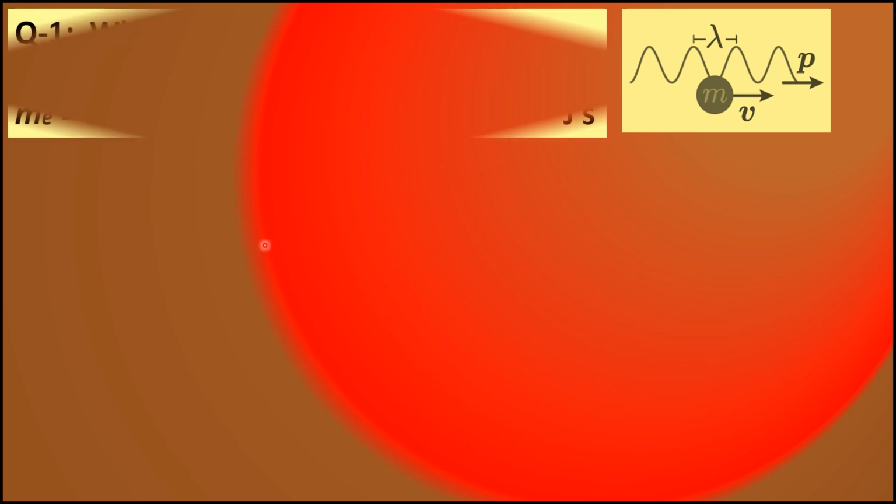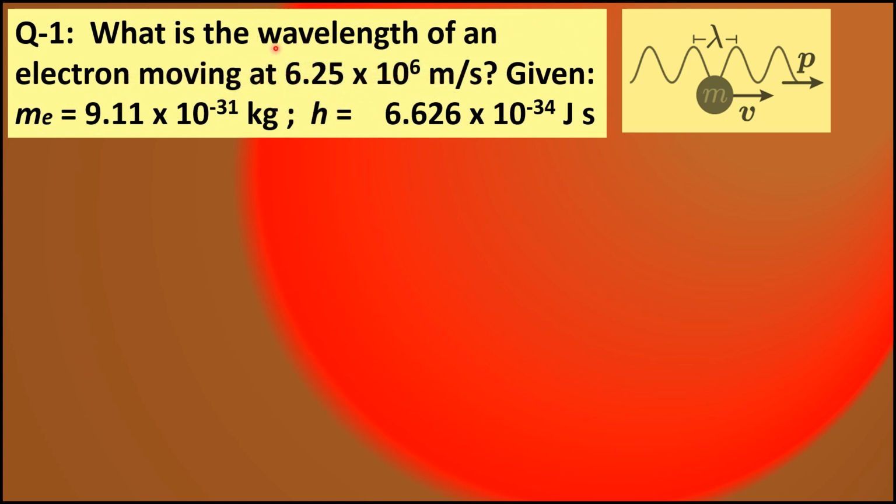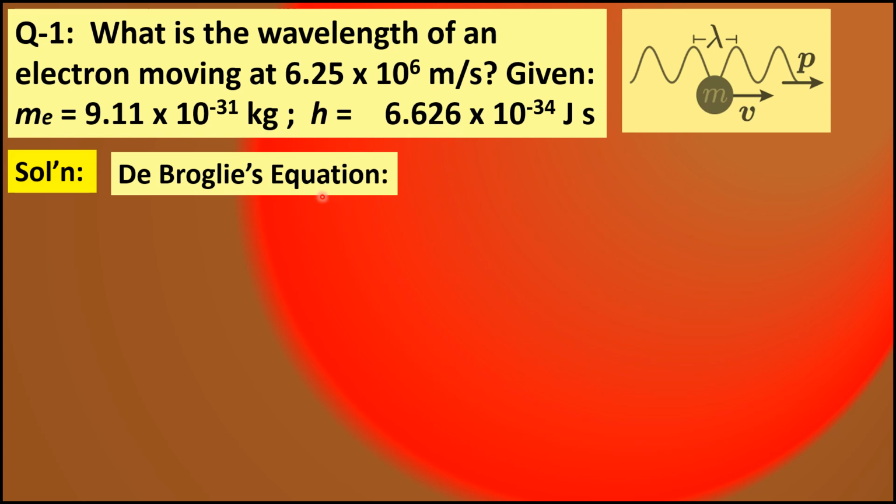Our question number one: what is the wavelength of an electron moving at 6.25 times 10 to the 6 meters per second given this data? Mass of the electron is equal to 9.11 times 10 to the negative 31 kilogram, and Planck's constant 6.626 times 10 to the negative 34 joules second. So the solution to this question is simply to apply de Broglie's equation.